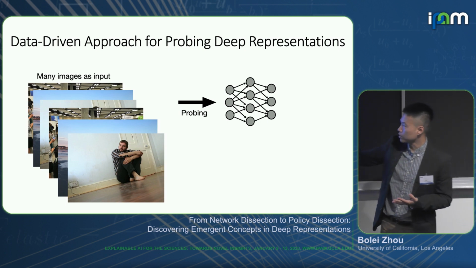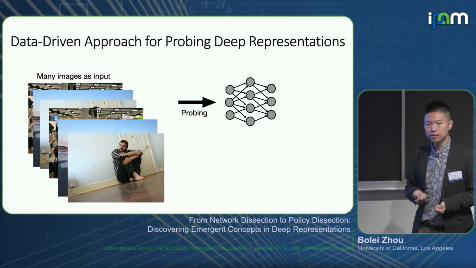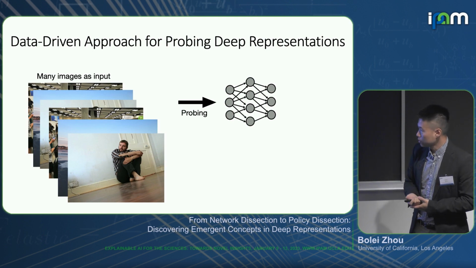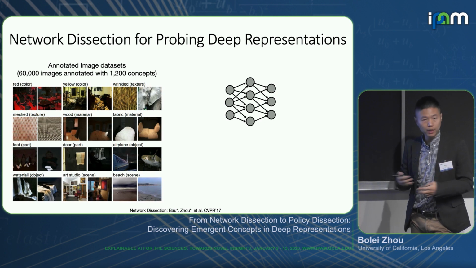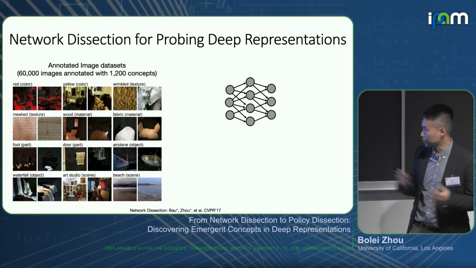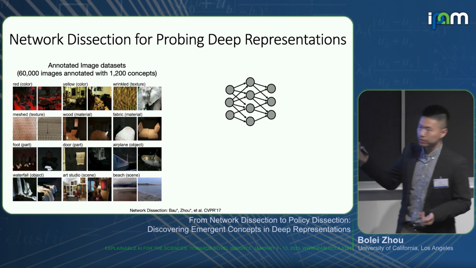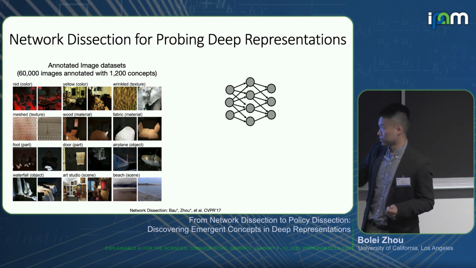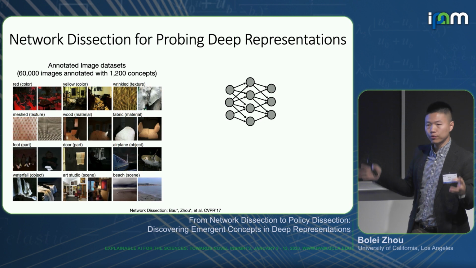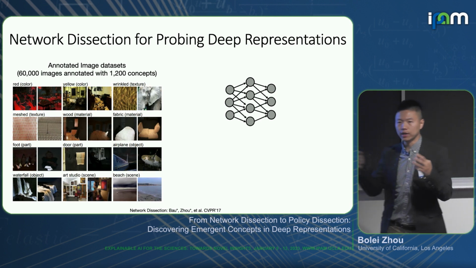But if the images are not annotated, then the value is very low. So to change that, we developed a more principled method called network dissection that tries to probe the deep representations with a visual knowledge base, right? So in computer vision, we build a lot of annotated databases.